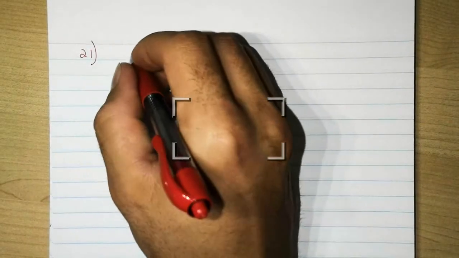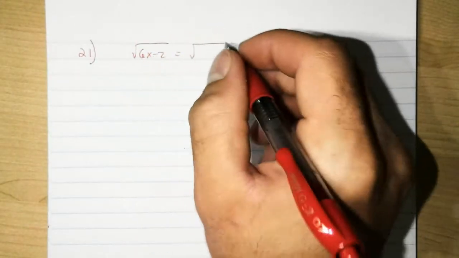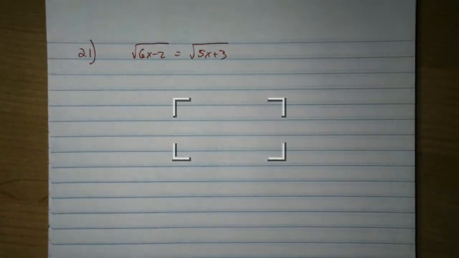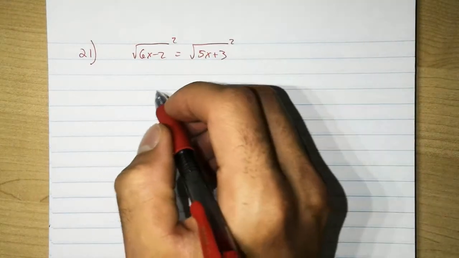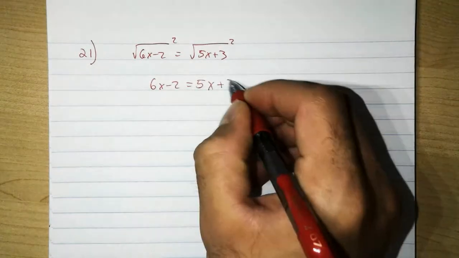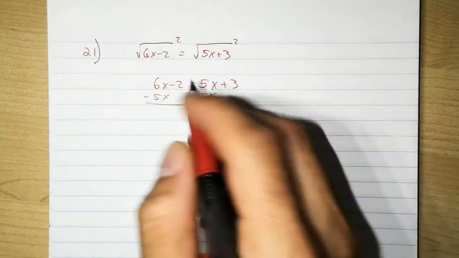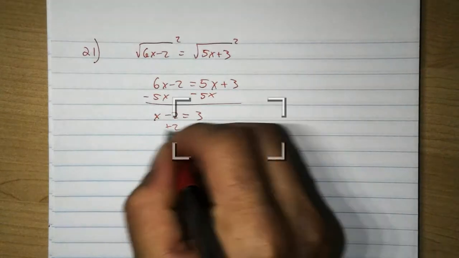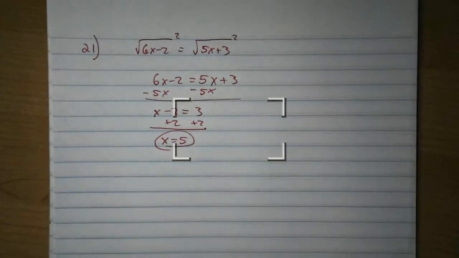Solve for x. Square both sides. Good for the radicals. x minus 2 equals 3. That ends up being a pretty easy problem.